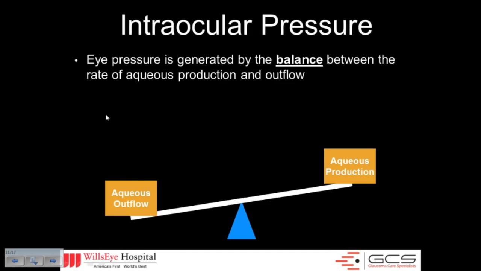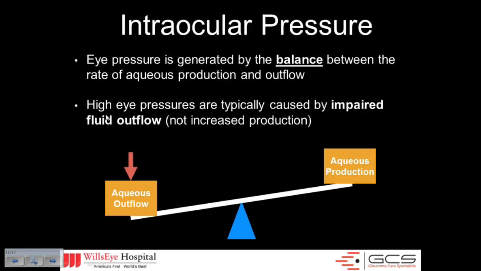So now that we have a general overview of the natural fluid pathway of the eye, how does eye pressure become created? Eye pressure is generated by the balance between the rate of aqueous production and outflow. In other words, if the eye is making more fluid than it can get rid of, then you would expect higher eye pressures. And if the eye is getting rid of the fluid faster than it can be made, then you would expect low eye pressures.